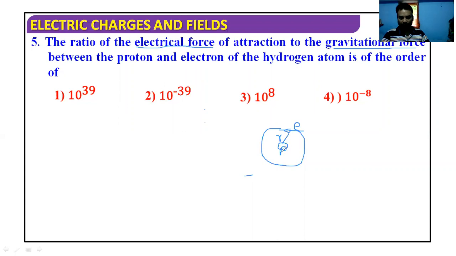This is 1 unit positive charge on the proton. This is the charge on the electron. Treat this as one charge, Q1, and treat this as another charge, Q2. So we can find out the electrostatic force. The electric force F, which is called the Coulomb force, is equal to 1 upon 4 pi epsilon naught, Q1 Q2 divided by R square, where Q1 is the proton and Q2 is the electron.